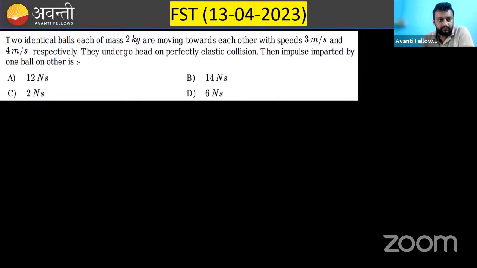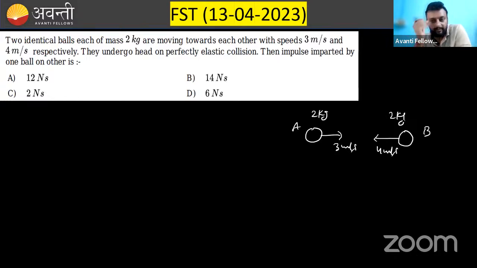Now this is a question. Try solving the question. Two identical balls, each of mass 2 kg. This is 2 kg, this is 2 kg. They are moving towards each other with speed 3 meter per second and 4 meter per second. This is moving 3 meter per second. This is moving 4 meter per second. This is ball A, this is ball B. Both are of equal masses. This is given. And they undergo head-on perfectly elastic collision. Then the impulse imparted by one ball on the other. Now this is again a very good question. Listen to me very carefully now.